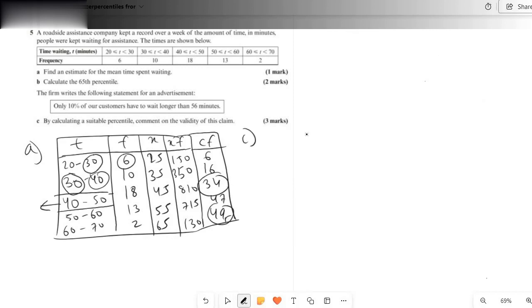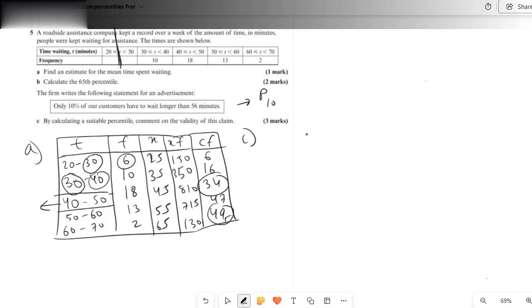For number c, the firm writes the following statement for an advertisement. Only 10% of our customers have to wait longer than 56 minutes. By calculating a suitable percentile, comment on the validity of this claim. The first thing that might come to your mind is to calculate P10, or the 10th percentile. But if you look at the data, the 10th percentile will be around here. So we cannot use that because that does not give us the accurate value.